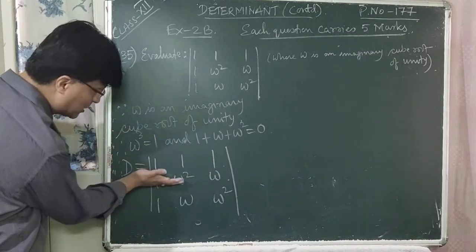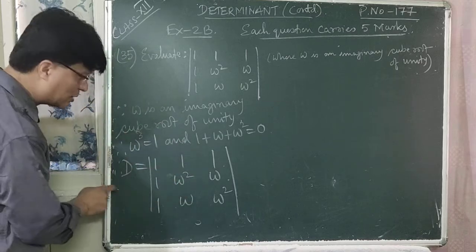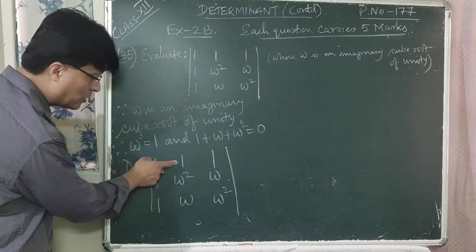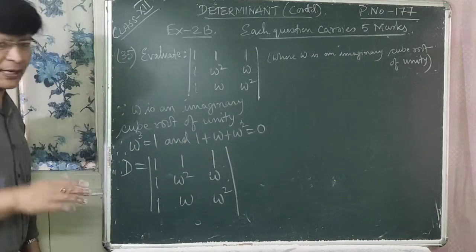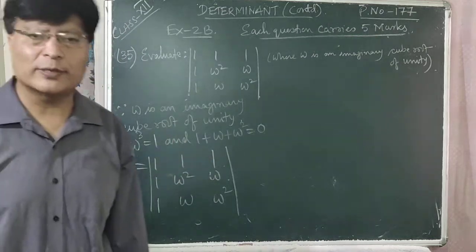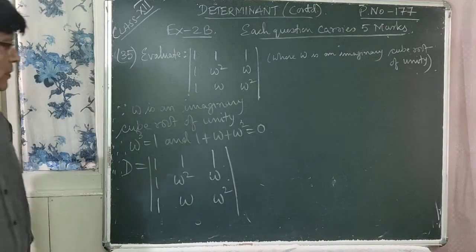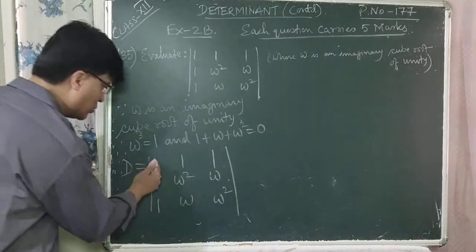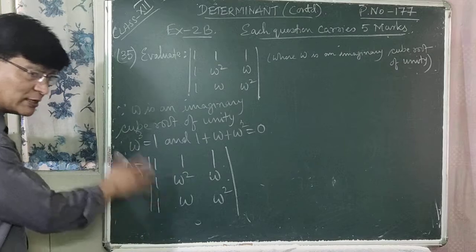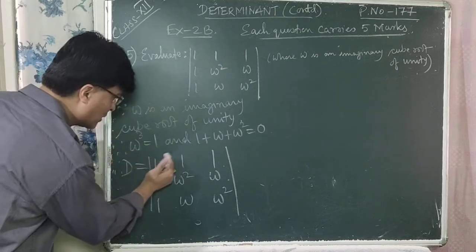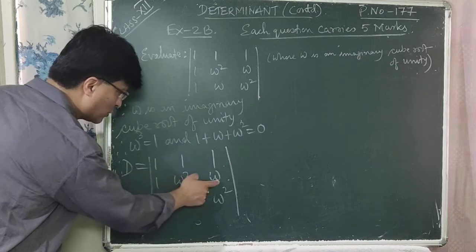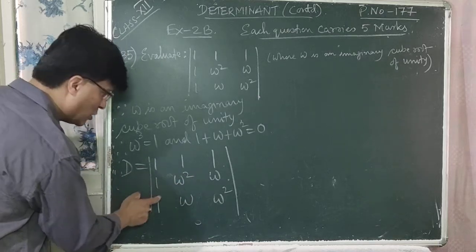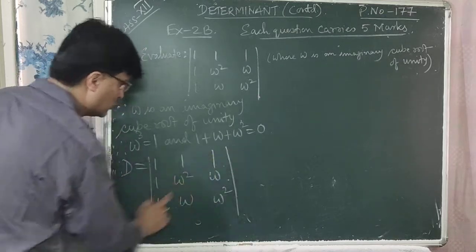If you do R1 plus R2 plus R3, row 1 is changing. How does it change? 1 plus 1 plus 1 is 3. 1 plus omega square plus omega, this is also 1 plus omega plus omega square. And you know that 1 plus omega plus omega square is always 0, right? Similarly, you may do C1 plus C2 plus C3. That means column 1 is changing. That is, what is C1 plus C2 plus C3? 1 plus 1 plus 1 is 3. 1 plus omega square plus omega, which is 0. 1 plus omega plus omega square, which is equal to 0.